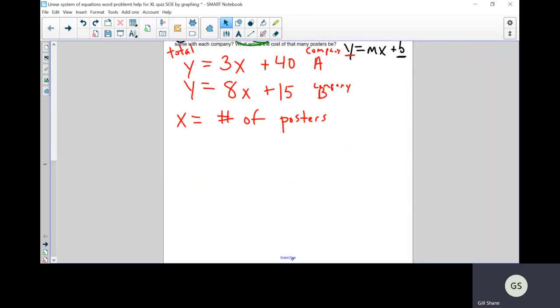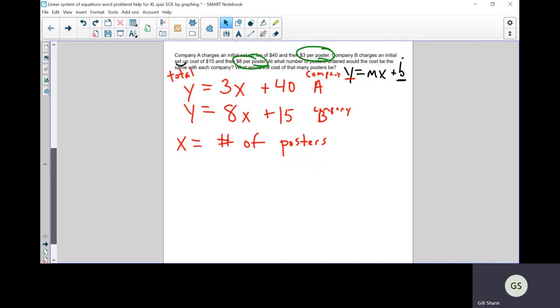Extend it a little more. There we go. So scroll up. There.